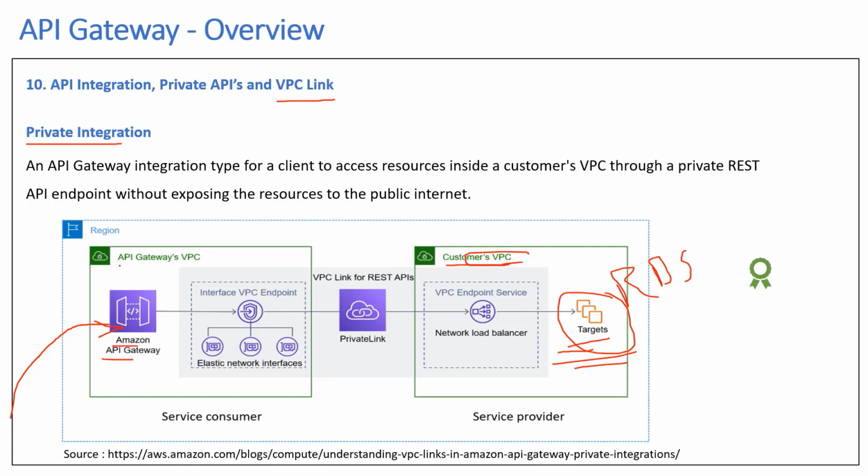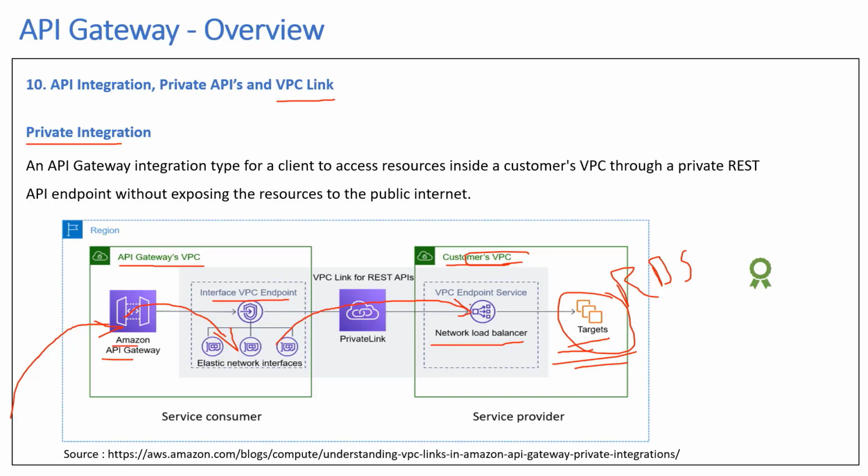And we had already discussed that Amazon API Gateway has its own VPC. So what you will need to do is create the interface VPC endpoints again within this VPC, and then all the traffic that needs to be routed to this RDS will be sent to this elastic network interface that gets created as part of the interface VPC endpoint. And then this traffic would be routed using the private link to this network load balancer that you need to create in case you want to use the private integration approach.